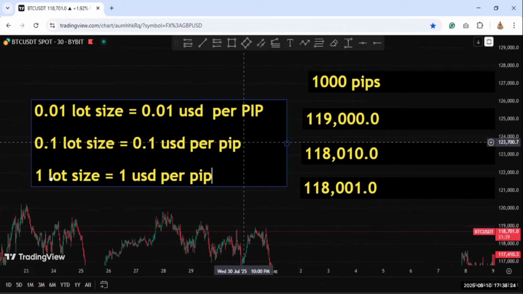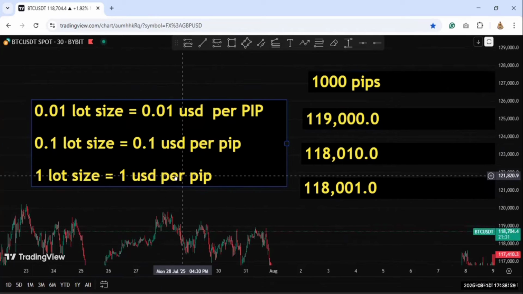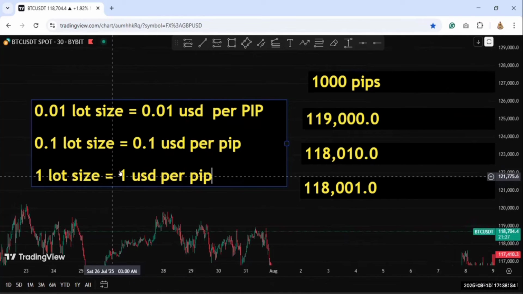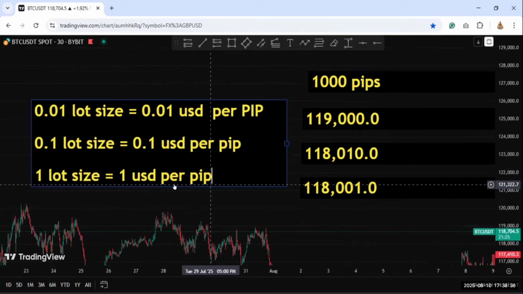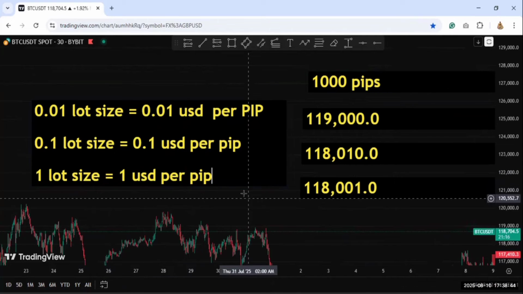If you were to use 1 lot size, for every 1 pip movement, $1 will be added. 2 pips, $2 will be added. 3 pips, $3 will be added. This is very straightforward. So if you have 1,000 pips times 1, it will be 1,000 US dollars that will be added or deducted, depending on whether the price goes against you or in your favor.